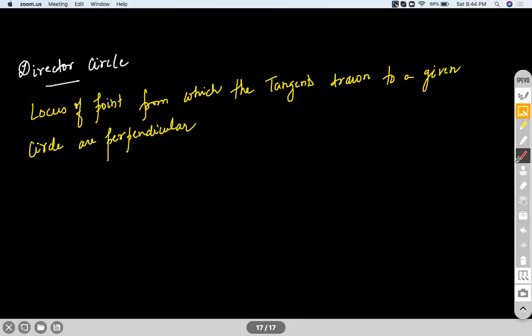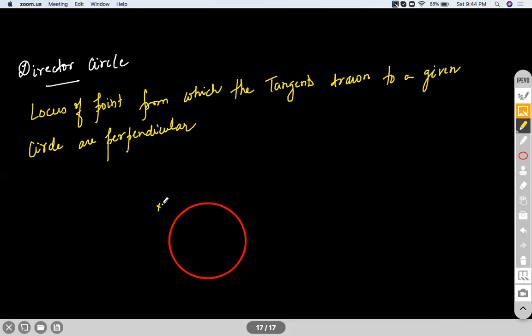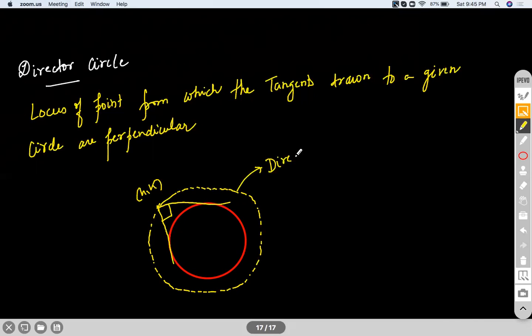So what I mean to say is, let's say this is your given circle. Now such points, let's say there's a point here, h comma k. If you draw tangents, these two tangents will be at 90 degrees to each other. So all such points from where you can draw tangents which will be at 90 degrees to this circle, the locus of all those points will create another circle which we call the director circle.